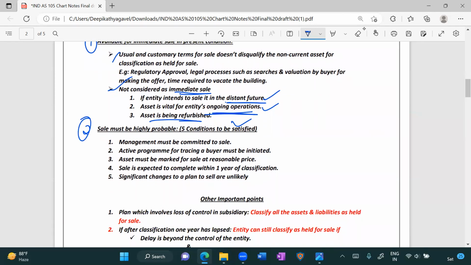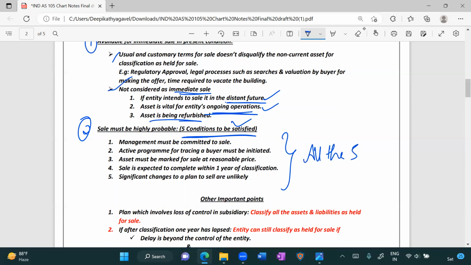Right? And the second condition was that the sale should be highly probable. What do you mean by highly probable? The probability of it not occurring is very much less than the probability of it occurring. The probability of it occurring is much higher than the probability of it not occurring, right? For that, they say that 5 conditions must be satisfied. And remember, all the 5 must be satisfied, right?